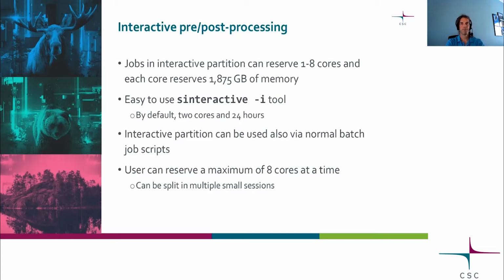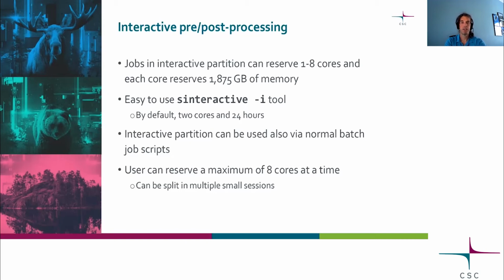But for this kind of work, there is a special interactive partition in Mahti where you can use only a smaller amount of cores. If you use, let's say, only one core, the other cores from that particular node will also be available to other users, so you're not allocating full nodes in this case. The maximum is 8 cores per user at the moment, so in principle you can have 8 one-core interactive jobs or one 8-core job.